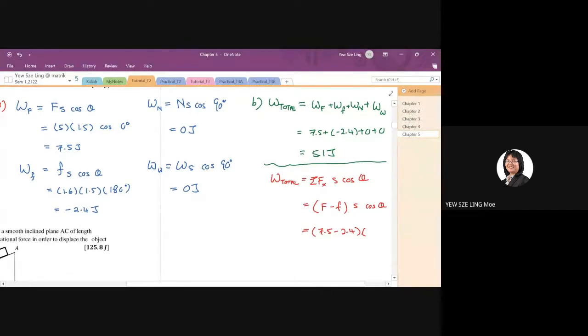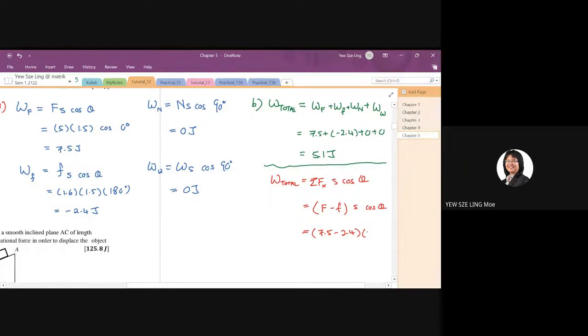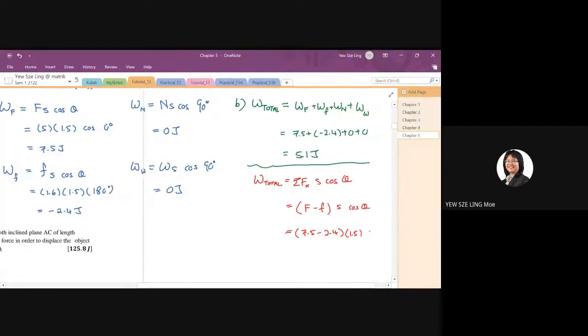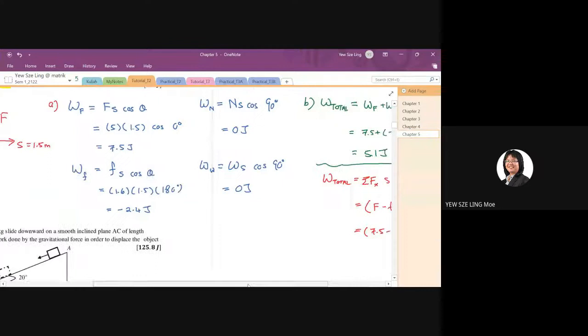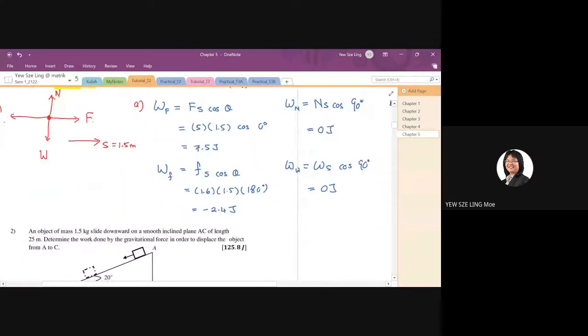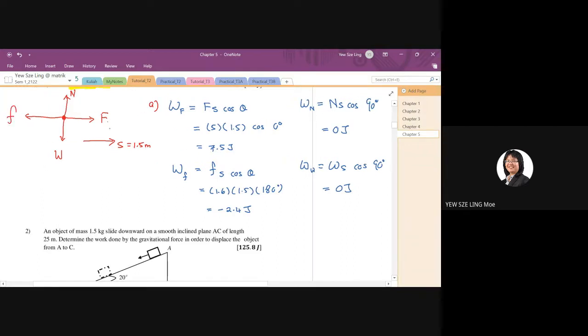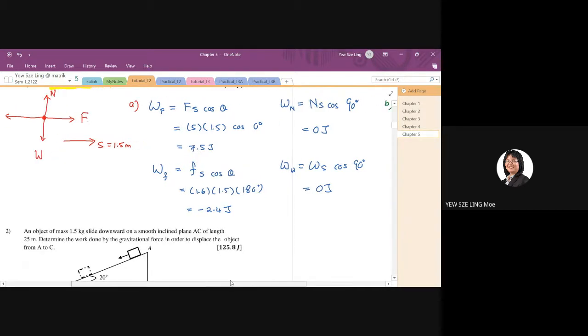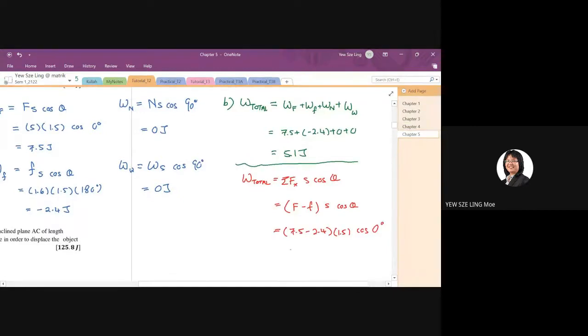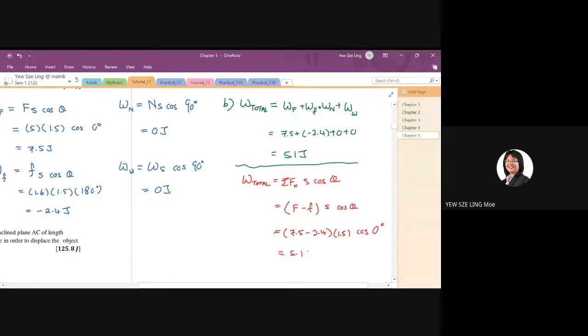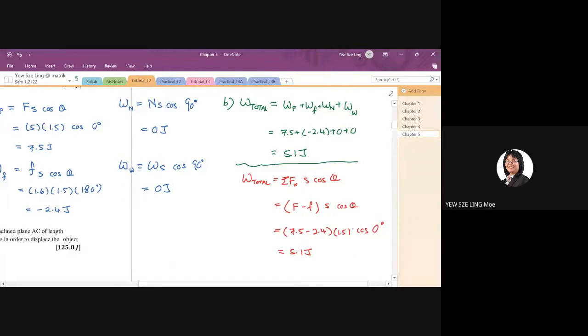Now I have S which is equals to 1.5. And then cos theta, now if you look at the vector, capital letter F minus small letter f gives you a positive value, which means the net force is going to the right hand side. Kita punya F net adalah ke kanan. Sebab apa? Sebab F external lebih besar daripada frictional force. So arah net force akan ikut arah yang lebih besar. Therefore, it's cos 0 degree. So eventually, you are going to get 5.1 joule as well.